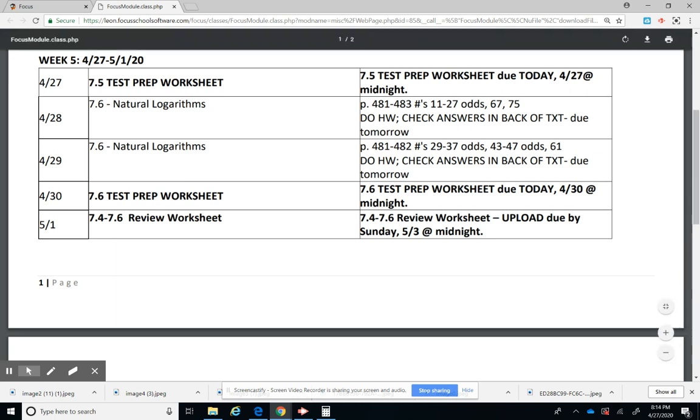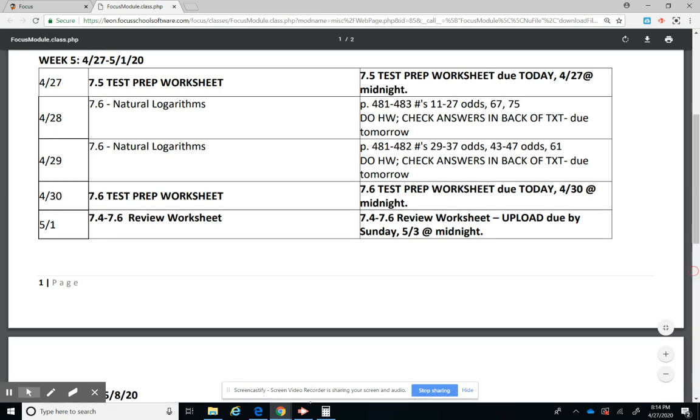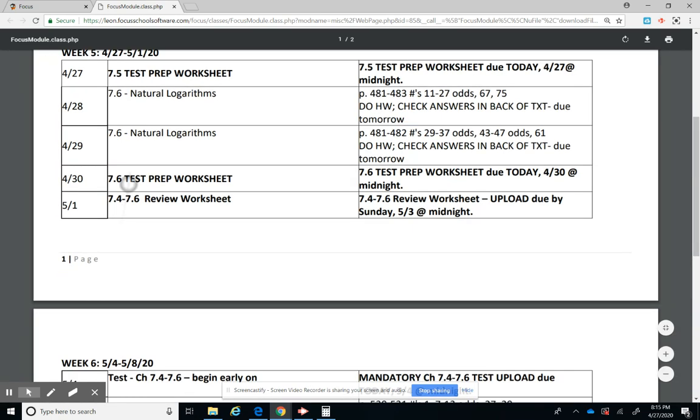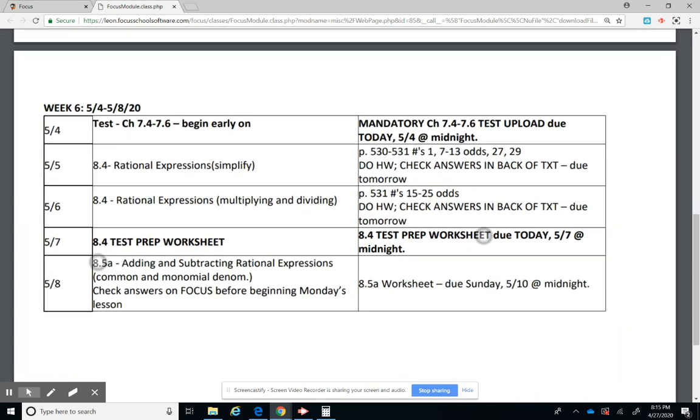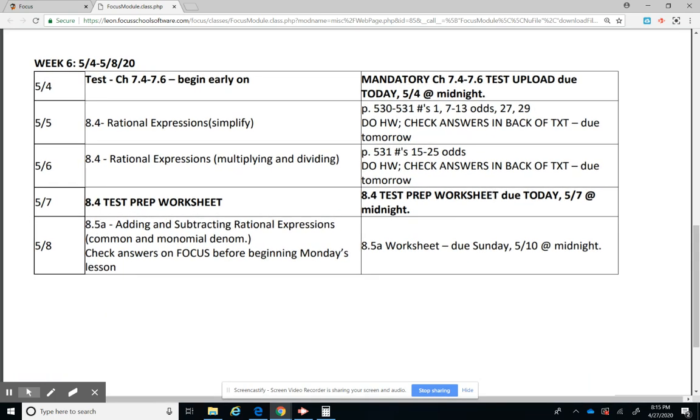All right, so let's scroll down and see if it will let me show you the rest of the pacing guide. Okay, so here's the rest of the pacing guide for next week. You need to do your test on Monday. We're going to do 8-4 part A, or day 1, and 8-4 day 2, and then you'll do a test prep worksheet. And then we're going to do 8-5 part A, and that's as far as I've posted for your pacing guide. I have more, but we're being asked to only post 2 weeks at a time.